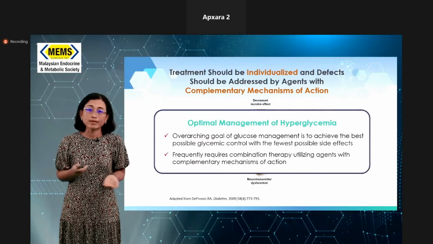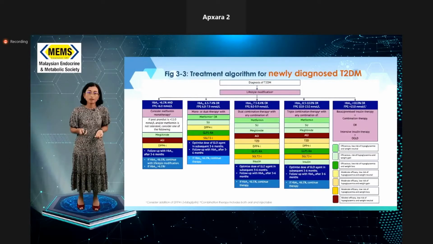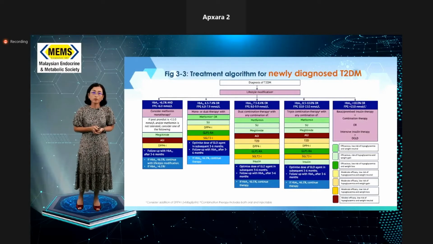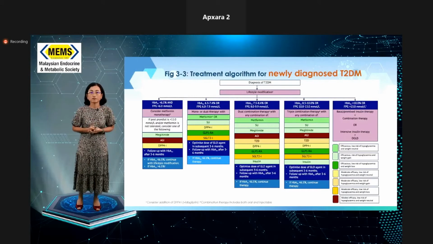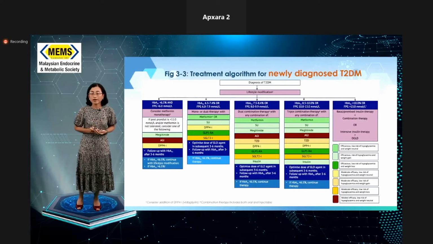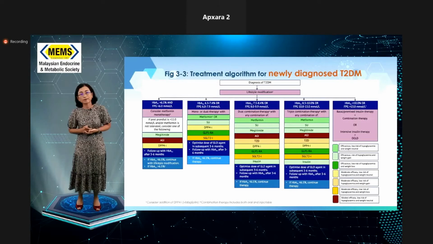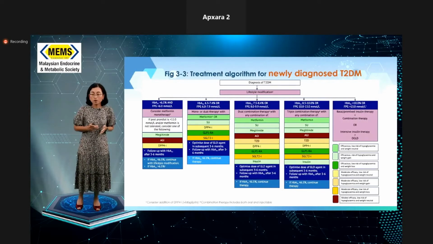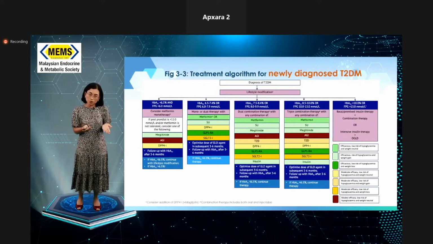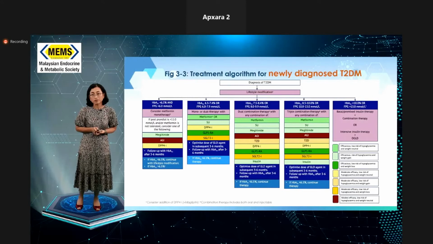This is the treatment algorithm for newly diagnosed type 2 diabetes in our new type 2 diabetes CPG. And this reflects the importance of the presenting HbA1c and the strategy of treatment, whether a choice of monotherapy with metformin for those with A1C of less than 6.5%, or those with higher A1Cs at presentation, whether a strategy of monotherapy, dual therapy, or combination therapy of oral agents and possibly even injectables should be used from the start.